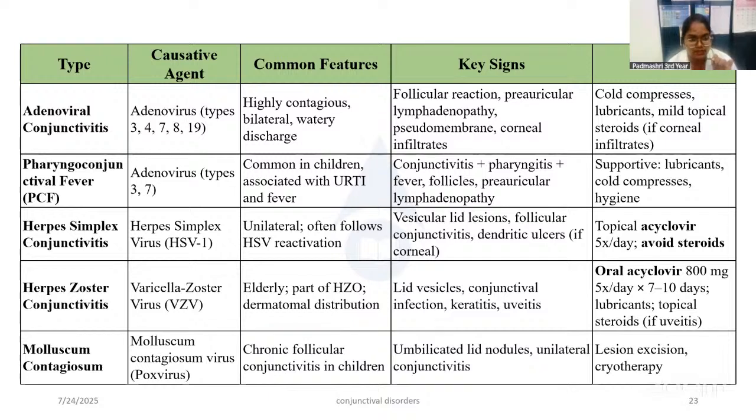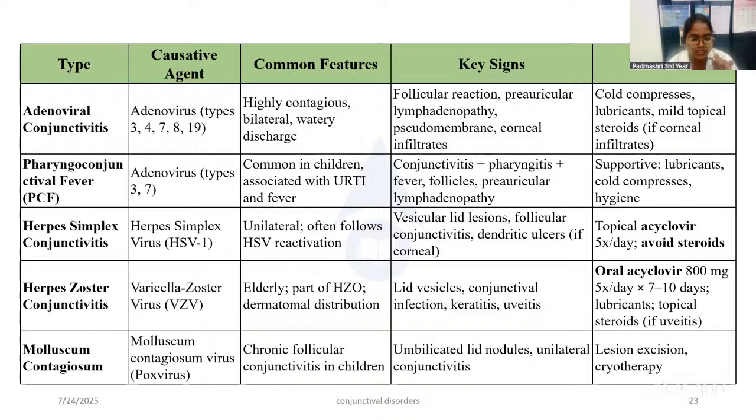Herpes simplex conjunctivitis. The causative agent is herpes simplex virus, and the common features are that it is unilateral and often follows HSV reactivation. Key signs are vesicular lid lesions, follicular conjunctivitis, and dendritic ulcer with corneal involvement. Treatment: topical acyclovir 5 times per day, and avoid steroids.